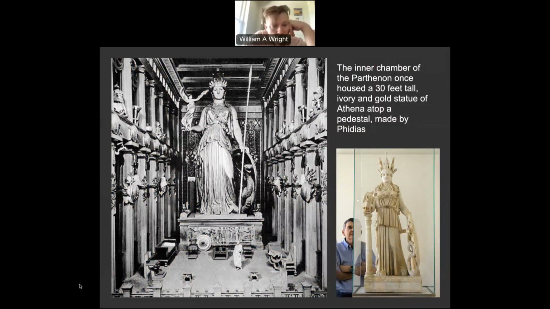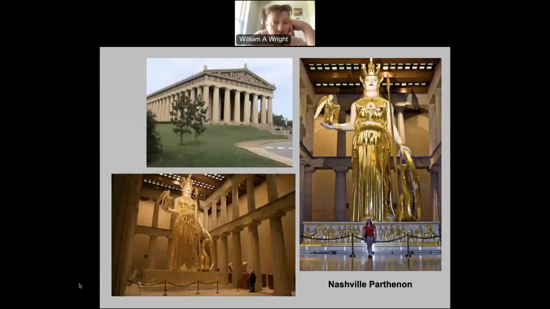And actually, one thing that's pretty fun is they have a Parthenon that was rebuilt in Nashville that you can go visit and actually see a replica of the 30-foot tall statue of Athena. So pretty weird and out there. I'd like to go visit that.